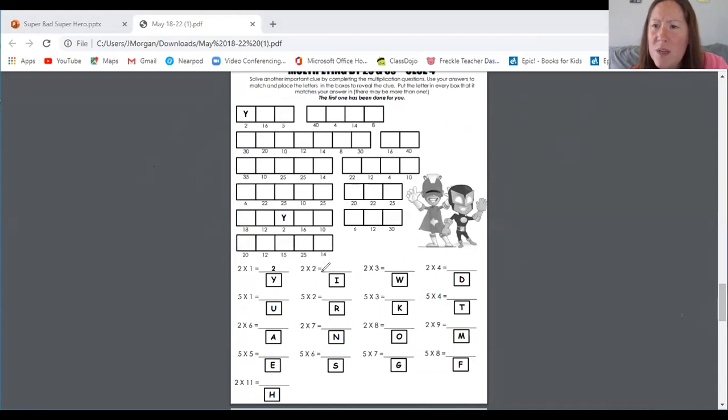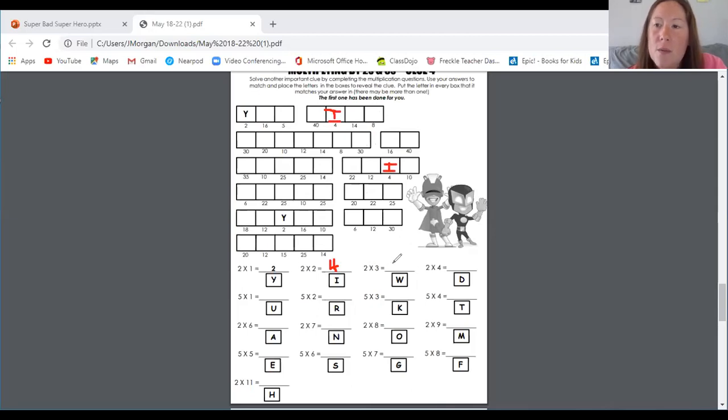So if we go over and do 2 times 2, can I skip count that? 2, that's right, 2, 4. So every time we see a 4, it's an I. I said that one backwards, didn't I? All right, I'm going to keep looking, because it told me in the directions it may be more than 1 in the clue. Did I pass any? I don't think so. I think I got it. All right, let's go to the next problem.